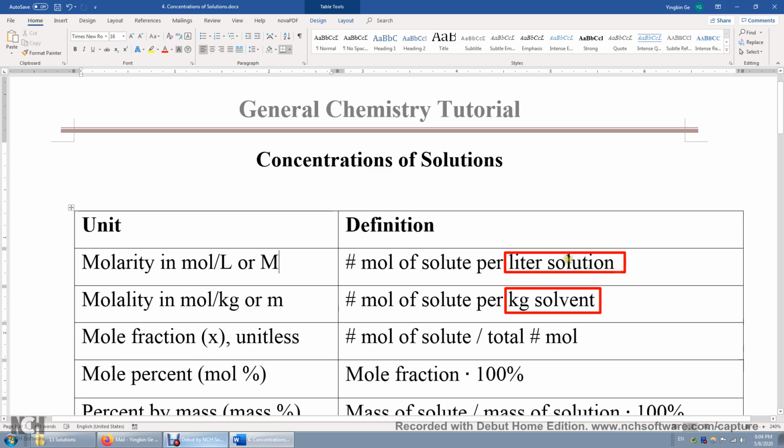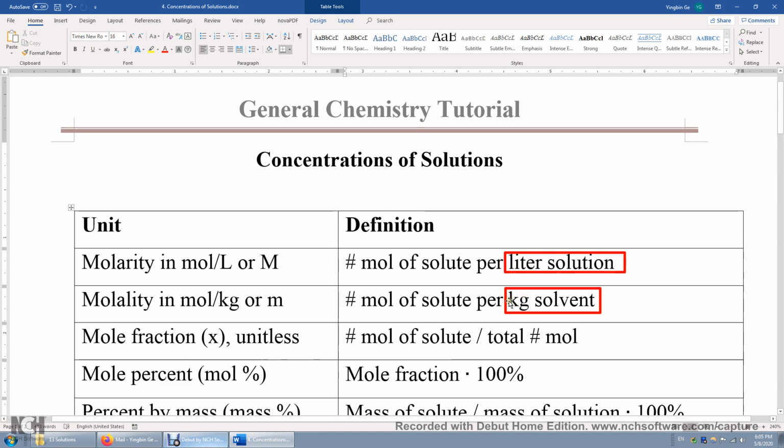The first one is really convenient. So you can easily measure the volume of the solution. However, remember, the density of the solution may change with temperature. So this molarity may change if you increase or decrease the temperature. Usually when you increase the temperature, the volume of the solution increases, and then you will have a lower molarity. So that's not very accurate. So if you say it's 1.000 molar, and then at a higher temperature, it could become 0.999 molar.